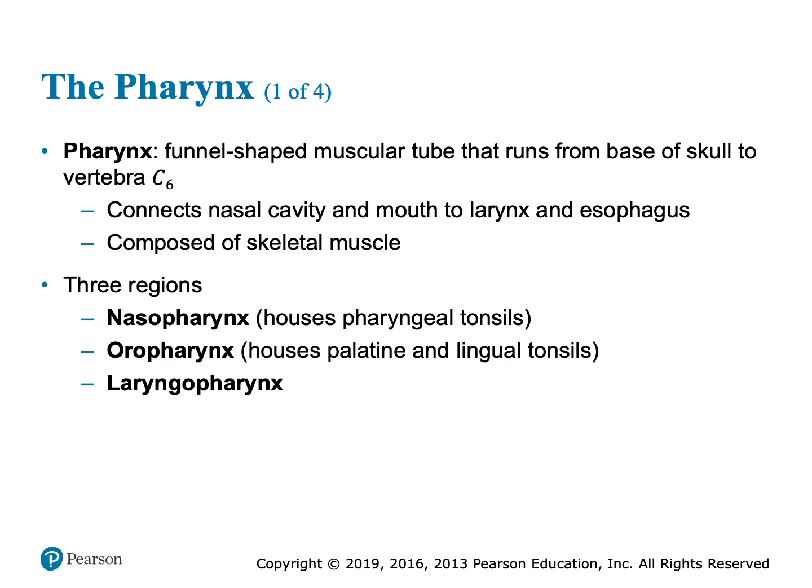The pharynx is your throat, your shared area between your digestive system and your respiratory system. And I've already mentioned the three regions: the nasopharynx, the oropharynx, and the laryngopharynx. We don't want any food up in that nasopharynx, but obviously air passes through that just fine.